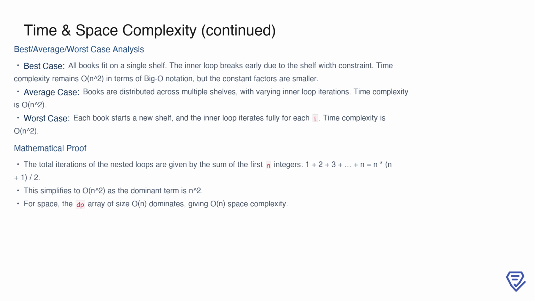Mathematically, the total iterations of the nested loops correspond to the sum of the first n integers, which simplifies to n times n plus 1 divided by 2. This confirms that the dominant term is n squared. For space, the DP array dominates with O(n) usage, confirming the overall space complexity remains O(n).